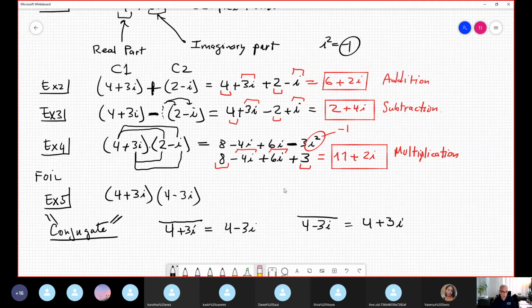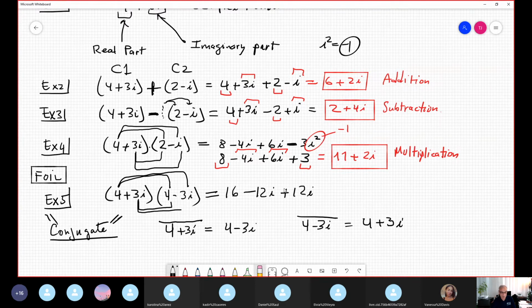It's a multiplication, and the professor says that you always apply FOIL. So you FOIL. 4 times 4 is 16. 4 times minus 3i is minus 12i. Inner, 3i times 4 is plus 12i. And finally, 3i times negative 3i is minus 9i squared.